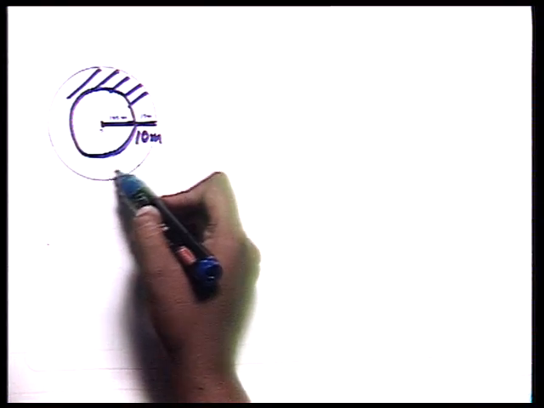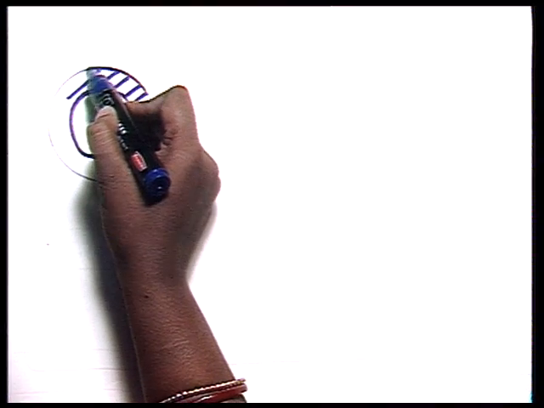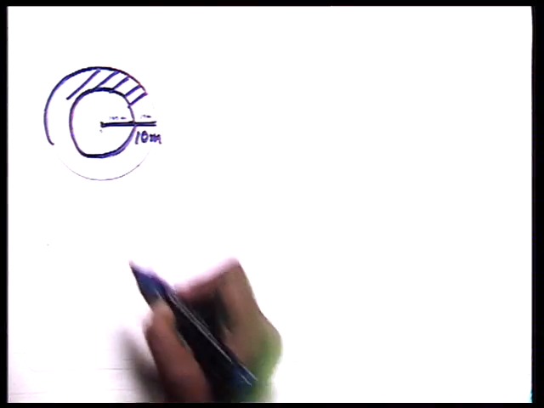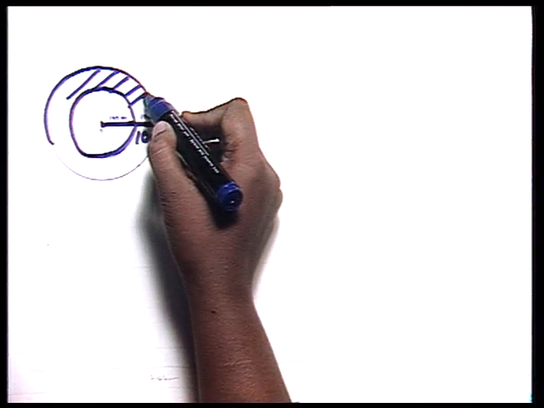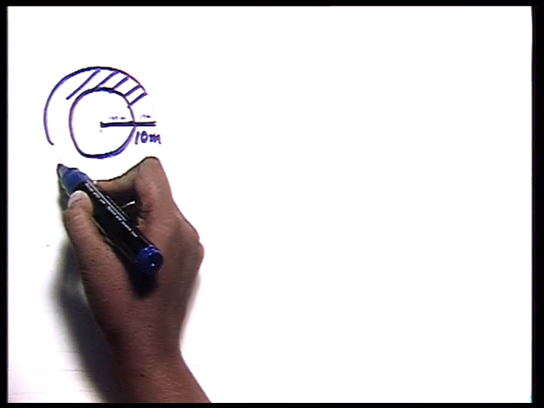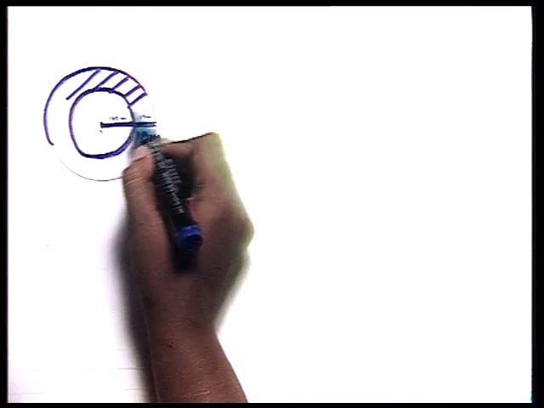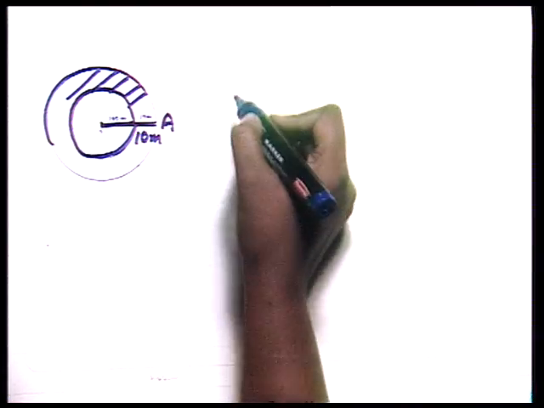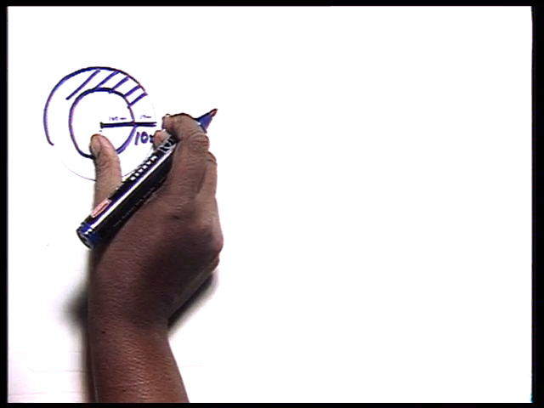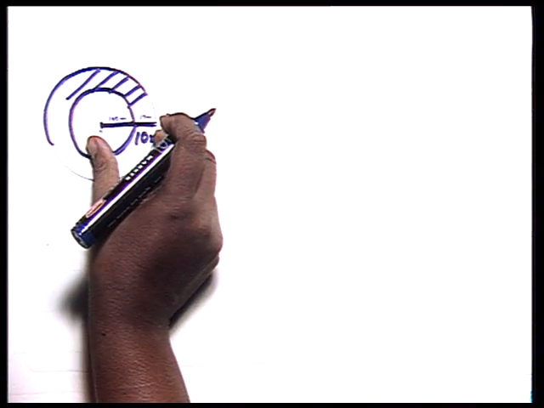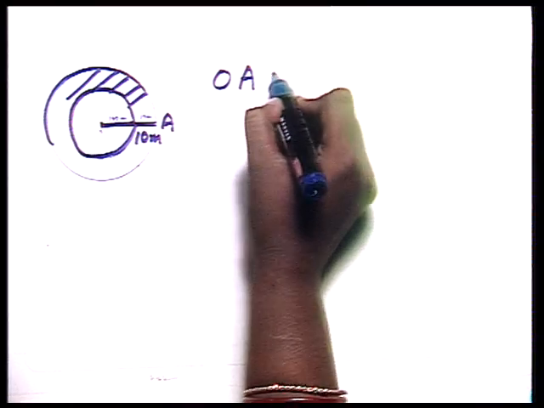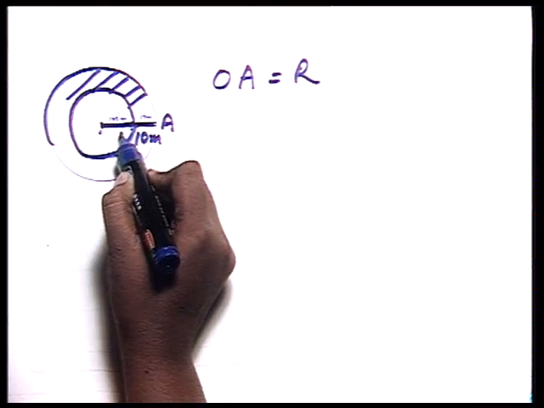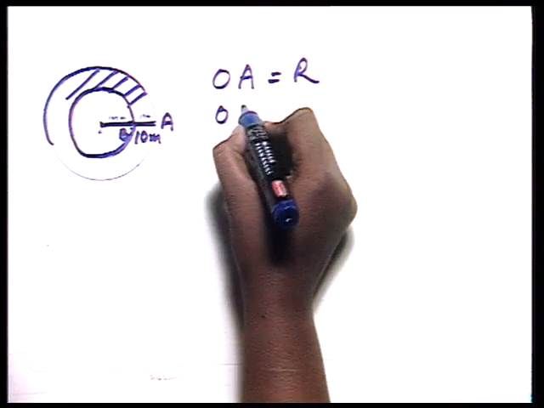Area of this road will be equal to area of this outer circle minus area of this inner circle. Now, suppose we take the radius of this outer circle from O to point A. So, the radius of this outer circle we represent by capital R, and the radius of the inner circle, OB, we write as small r.